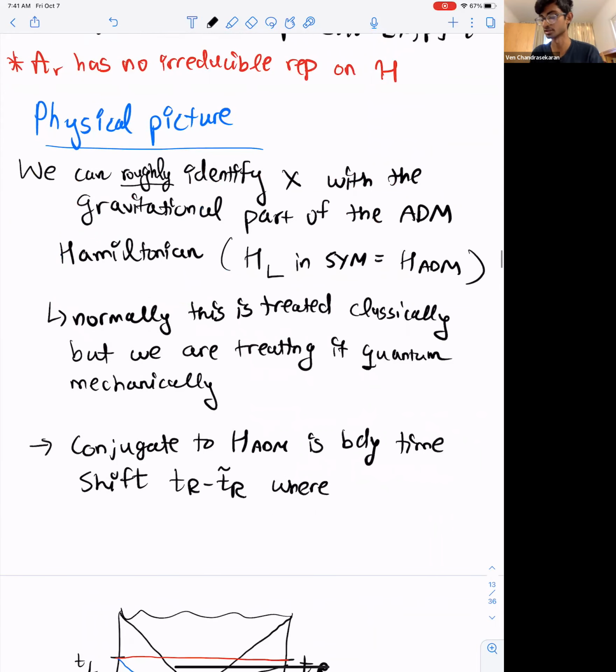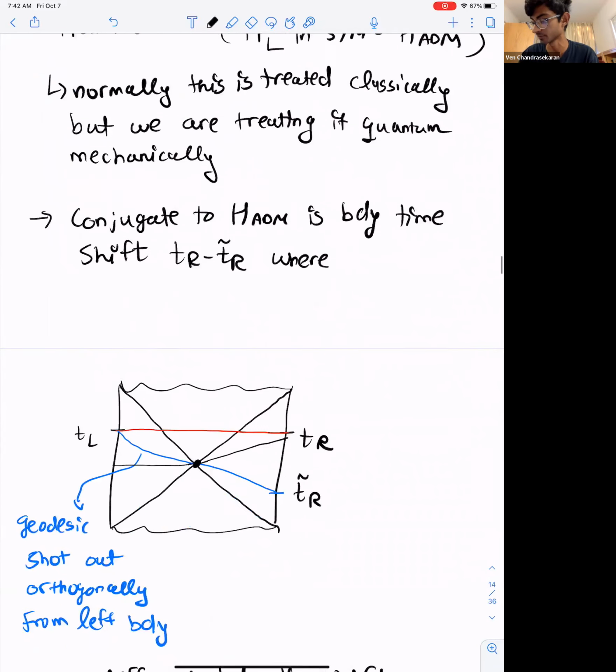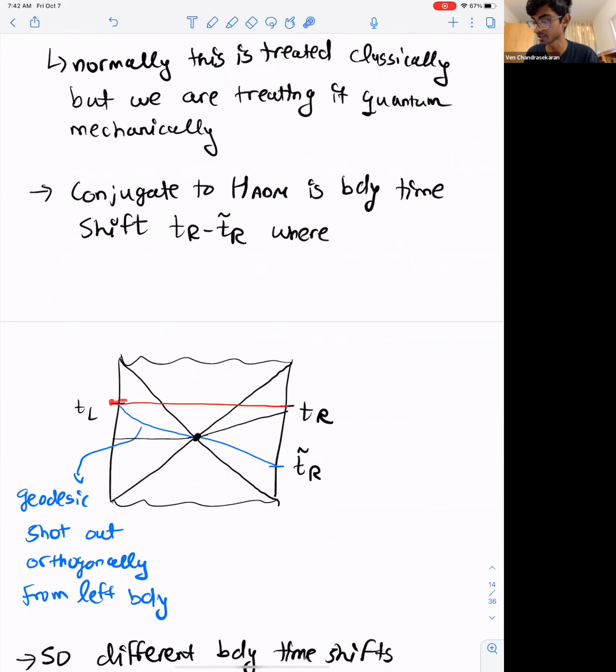So remember that we normally think of the conjugate to the ADM Hamiltonian as actual time translations, but when we have a two-sided black hole, it's more appropriate to think of the conjugate to the ADM Hamiltonian as something called a boundary time shift. And the boundary time shift is just defined as follows. I have some left time TL and a right time TR. I shoot a geodesic from the left to the right in a direction that's normal to the boundary, and it'll land on the right on some time T tilde. And this difference is a covariant way of measuring relative time differences between the left and the right. And the conjugate variable to the ADM Hamiltonian, the one-sided Hamiltonian, is really this time shift.